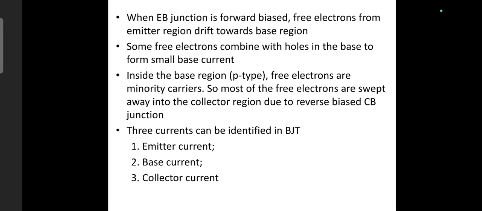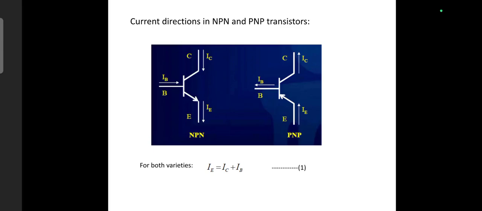According to Kirchhoff's current law, the emitter current is equal to the sum of collector current and base current. In simple terms, emitter current equals collector current plus base current. Since the base current is very small, the collector current is almost equal to the emitter current. So that is what we are seeing in the diagram with the equation.